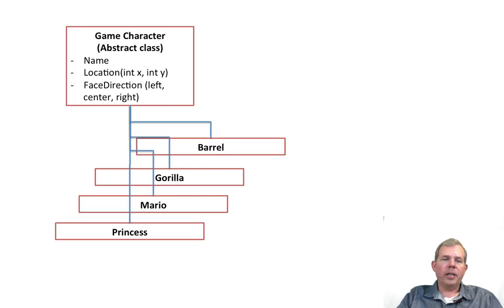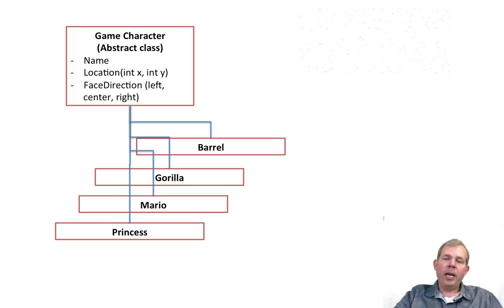So let's take a look at the next screen here. So if I were to say all of these people are identical, they're not quite identical because I have not yet accounted for some of their actions. For instance, the barrels can roll, the gorilla can throw a barrel, Mario can jump, and the princess, I think all she can do is scream.